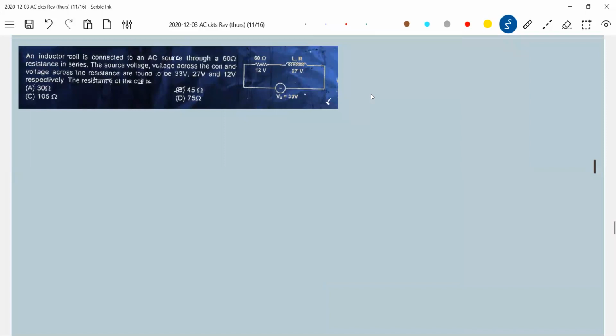This is 27 volt, 33 volt. Okay, now read the question, everything. So this is not 27, it is not 21.